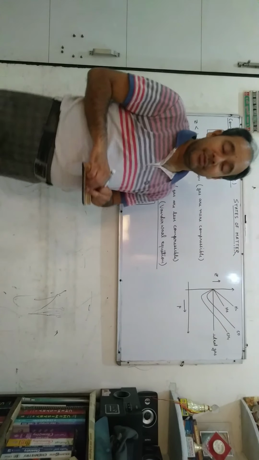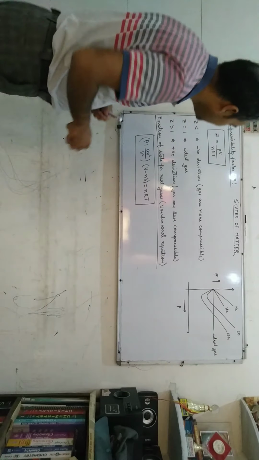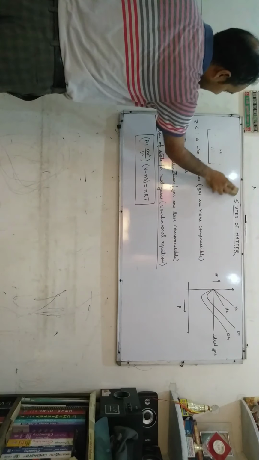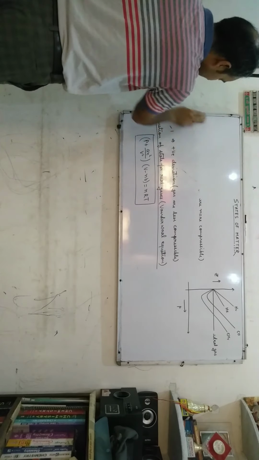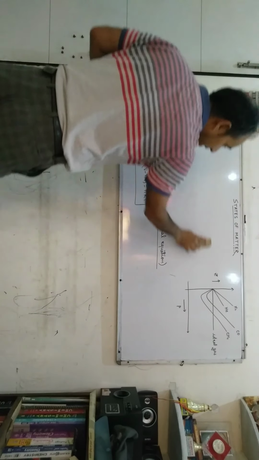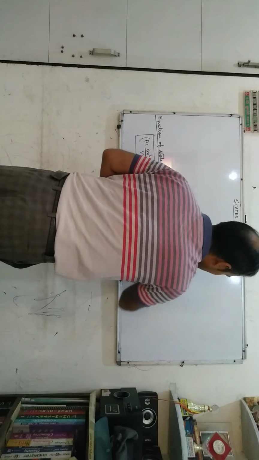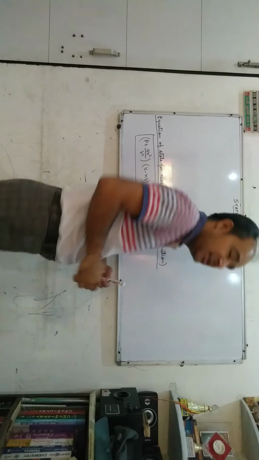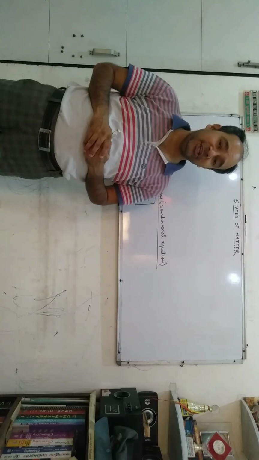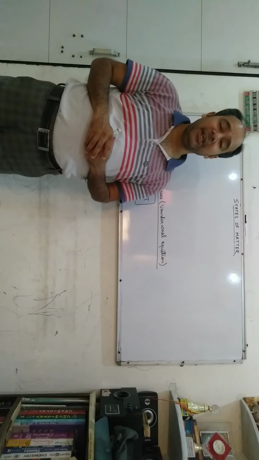Student, the temperature above which a gas cannot be liquefied, however high pressure may be applied over it, is called critical temperature. For example, the critical temperature for carbon dioxide is 30.98 degrees centigrade at 73.9 atm pressure.